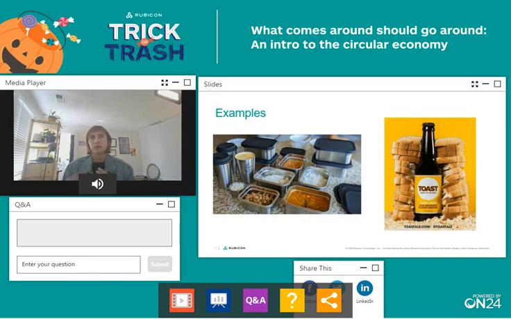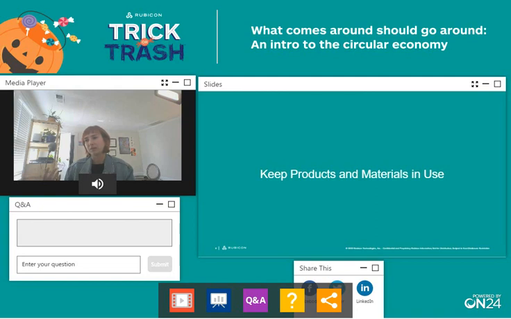And then another really good example of this principle is designing something that utilizes waste. So using something that's a byproduct or a waste product of another system and making it into a new product. On the right, I have a picture of this company called Toast Ale, and they take waste from bakeries, like bread bakery waste, and brew that into a new product, which is beer. So moving on to the second principle, a couple of examples. Keep products and materials in use.